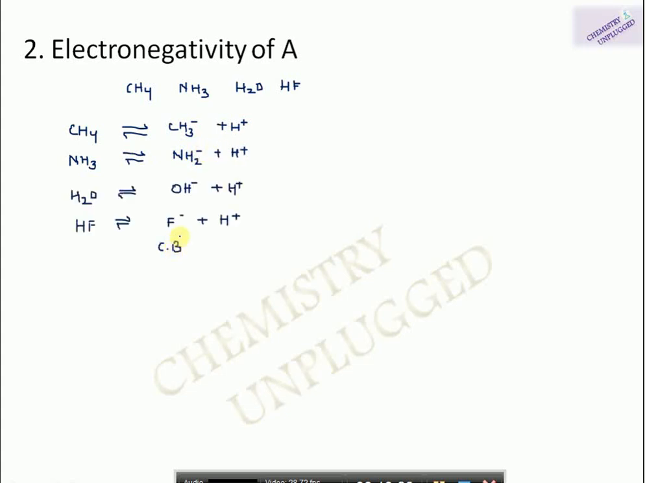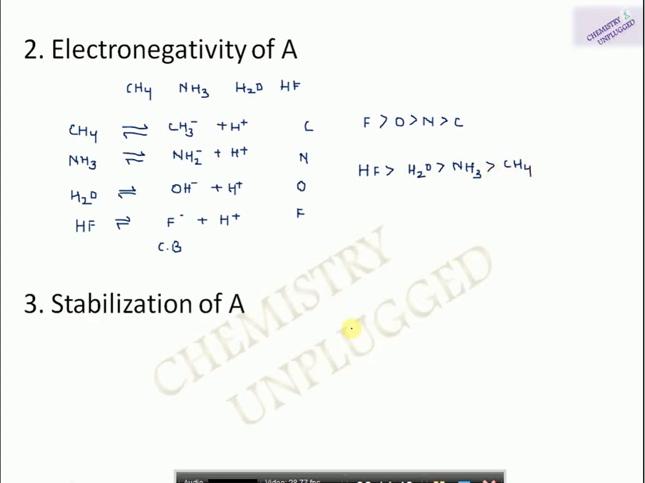So among them, the atom which contains the negative charge is carbon, nitrogen, oxygen and fluorine, and fluorine has the highest electronegativity. So the order of electronegativity will be fluorine, then oxygen, then nitrogen and last is carbon. Fluorine can easily hold its electrons with it and it will be the more stable conjugate base. So the order of acidity will be HF, then H2O, NH3 and last CH4.